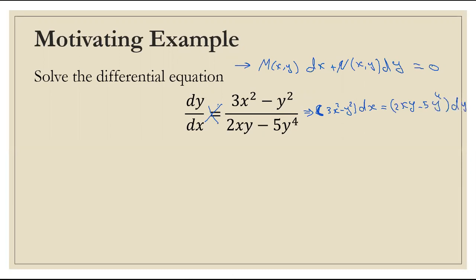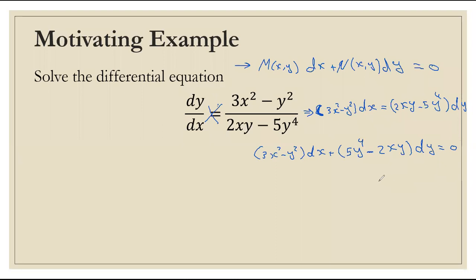Am I right? Now I'm going to move this term here. So it will be 3x squared minus y squared dx minus... so if you moved this here, you will write minus, and I'm going to distribute the minus inside, so it will be plus 5y to the power 4 minus 2xy. Can I write like this now? Clear? Yes, it's clear.